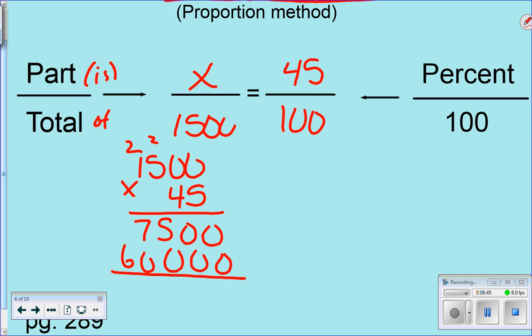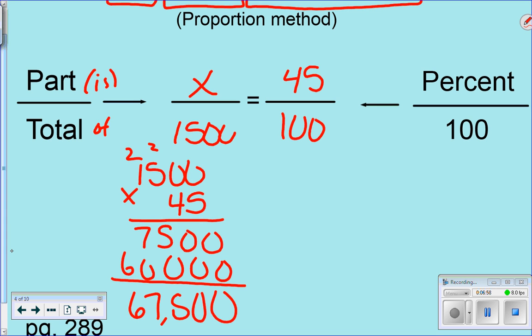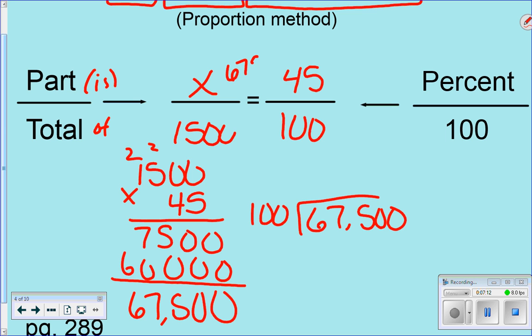It is not a decimal. When I deal with percent and proportion, I don't have to do anything with decimals. Nothing. It'll take care of itself. So don't worry about that. 6, 7, 5, 0, 0. So I multiplied those two together, 1500 times 45, and I got 67,500. Then I'm going to divide by 100. Does everybody remember? You could do this in your head because you just move your decimal 2 spaces. So my answer should be 675.